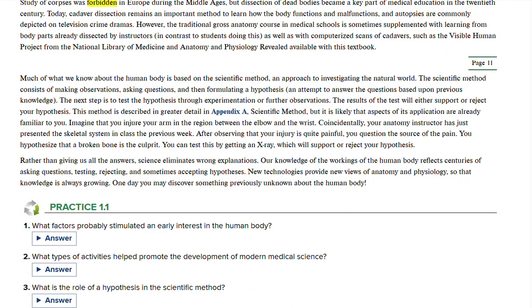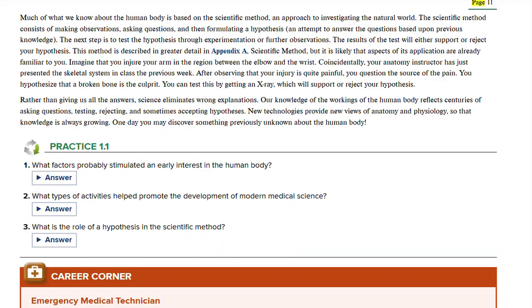Study of corpses was forbidden in Europe during the Middle Ages, but dissection of dead bodies became a key part of medical education in the 20th century. Today, cadaver dissection remains an important method to learn how the body functions and malfunctions, and autopsies are commonly depicted on television crime dramas. However, the traditional gross anatomy course in medical schools is sometimes supplemented with learning from body parts already dissected by instructors, in contrast to students doing this, as well as with computerized scans of cadavers, such as the Visible Human Project from the National Library of Medicine and Anatomy and Physiology Revealed available with this textbook.